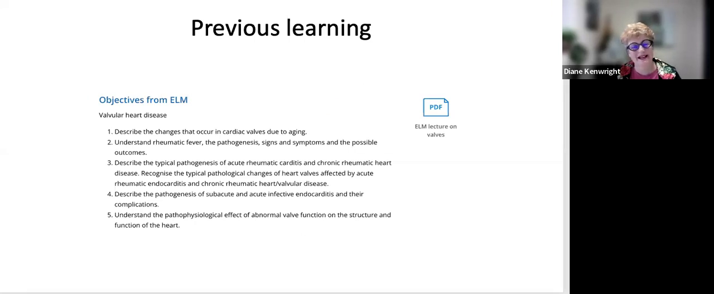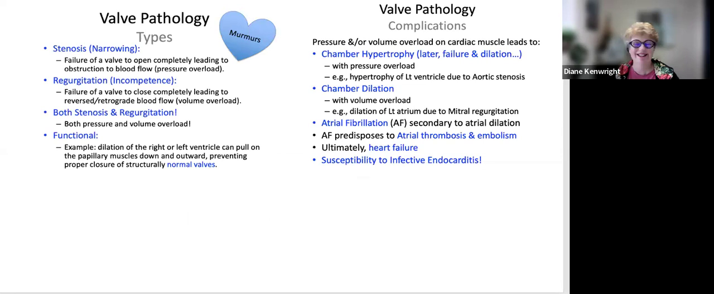You particularly concentrated on aging in valves, rheumatic fever, both acute and chronic, infective endocarditis, and abnormal valve function and its effect on physiology. So remember these slides. Remember the difference between stenosis, regurgitation, and both, and their relationship to volume overload with regurgitation and pressure overload with stenosis. We'll give some examples of that soon.